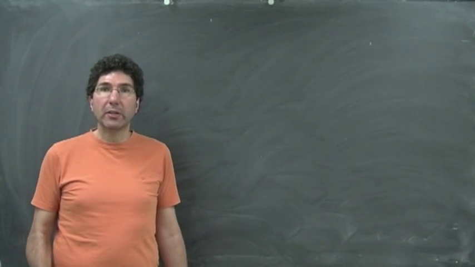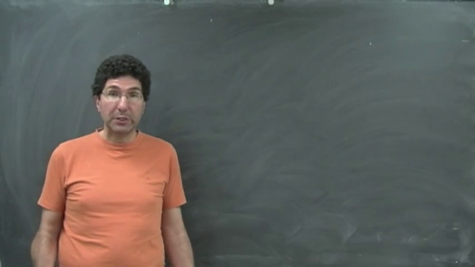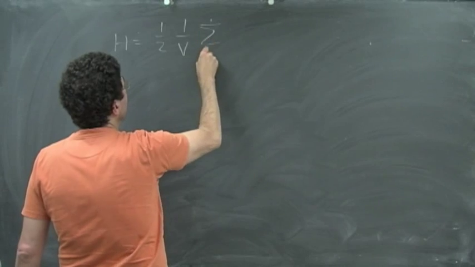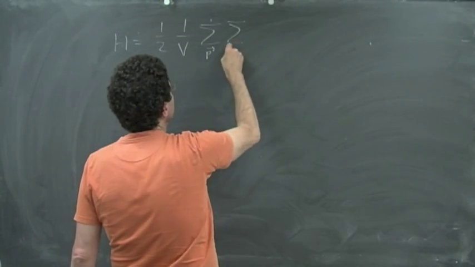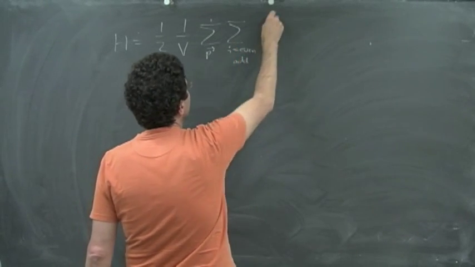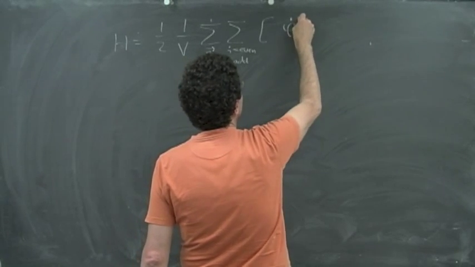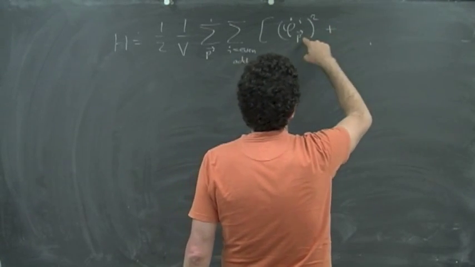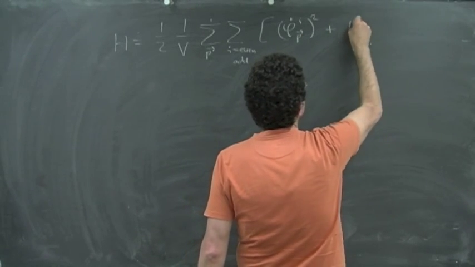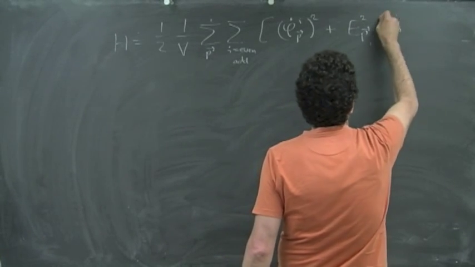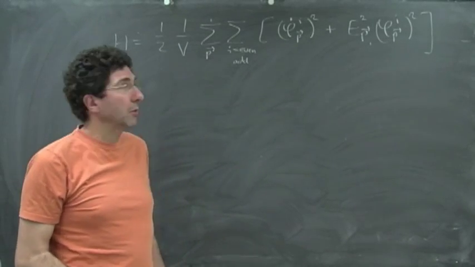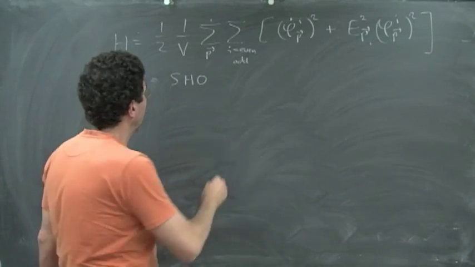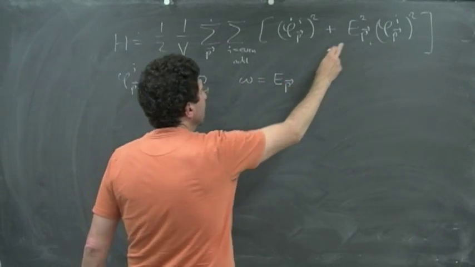So let's write our Hamiltonian for the free field in terms of these oscillator modes. We have 1/2, 1 over V, and then the sum over the even and odd modes, of the φ̇ squared plus the E_p squared φ_p squared. So this is the Hamiltonian, and we can see that each of these modes is a simple harmonic oscillator, and the frequency of that oscillator is E_p. We can see that here, right?